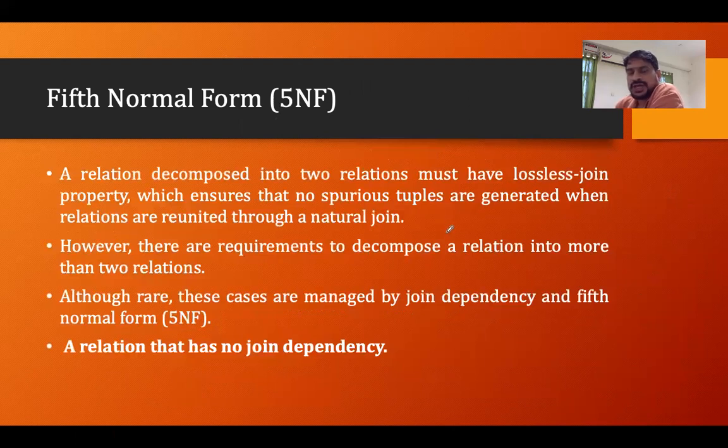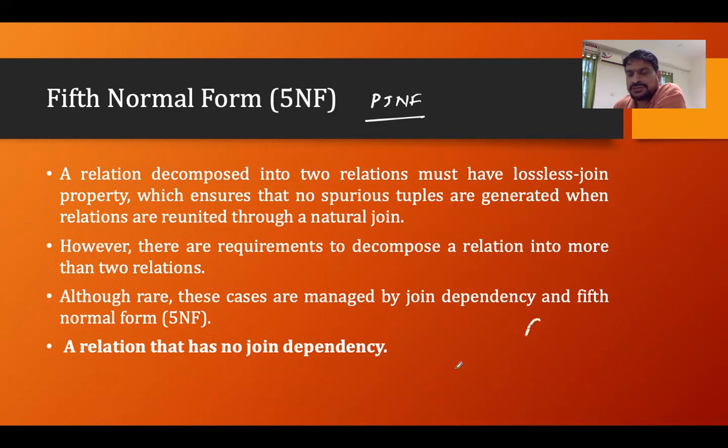Go to the last normal form, which is called fifth normal form or 5NF. It is also called PJNF, project join normal form. Now, what does this normal form say? It says that a relation has no join dependency.